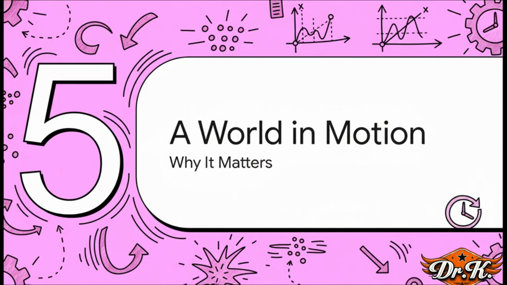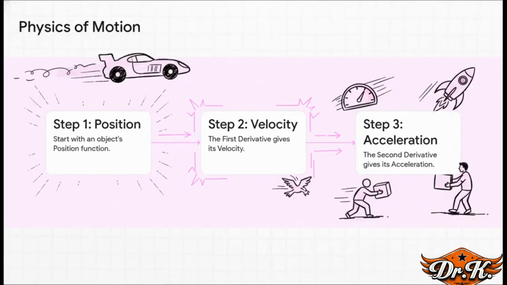So the big question is, why does this one idea matter so much? Why is it so revolutionary? Well, because once you can measure instantaneous change, you can precisely describe a world that is constantly, always in motion. I mean, this is just beautiful. Think about it. If you have a function that describes an object's position over time, its derivative gives you its velocity. That's the instantaneous rate of change of position. Then if you take the derivative of that function, you get its acceleration, the rate of change of velocity.